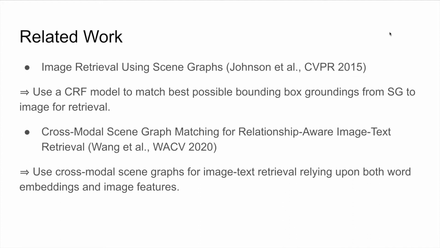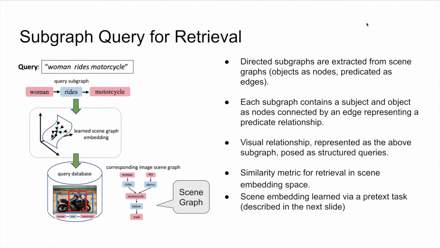We distinguish our work from these two previous works in that we do not use image features nor do we use word embeddings. The core idea in our paper is that we use subgraphs directly derived from scene graphs as queries for image retrieval. Each directed subgraph contains a subject and object node which is connected by an edge representing a predicate relationship. We use a similarity metric measured in Euclidean space for retrieval in a scene graph embedding space. The scene graph embedding is learned via a pretext task for layout prediction.